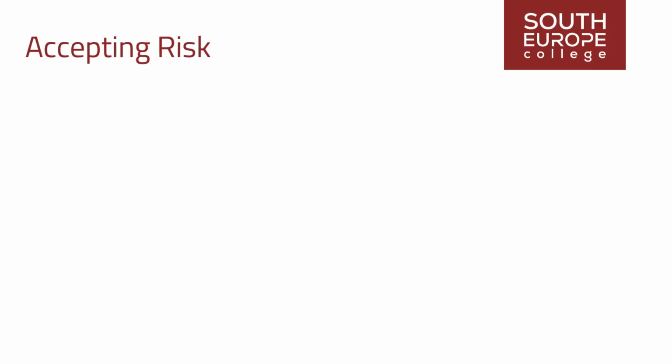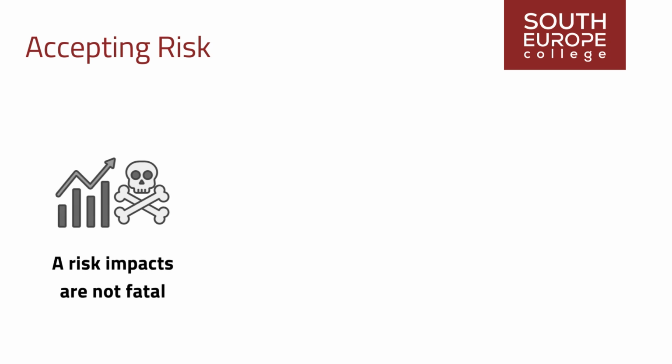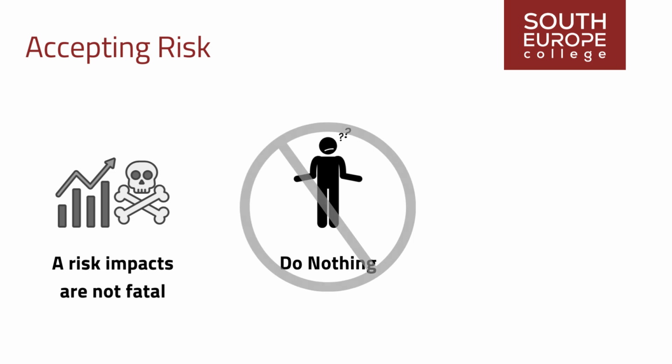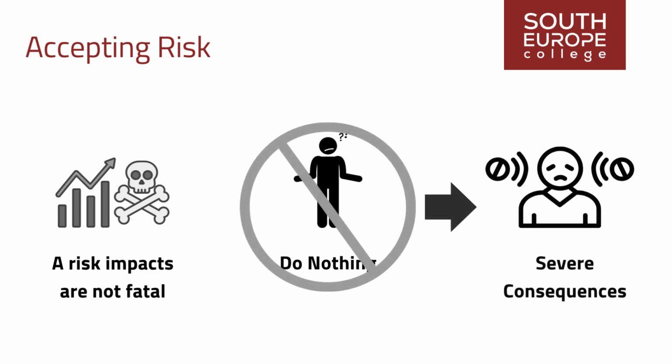Accepting risk, or do nothing. When the impacts of a risk are not severe or fatal, and the estimated cost of avoiding, reducing, or transferring the risk exceeds the benefits, the do-nothing approach may be the most appropriate alternative. However, this response is not suitable for risks with potentially severe consequences.